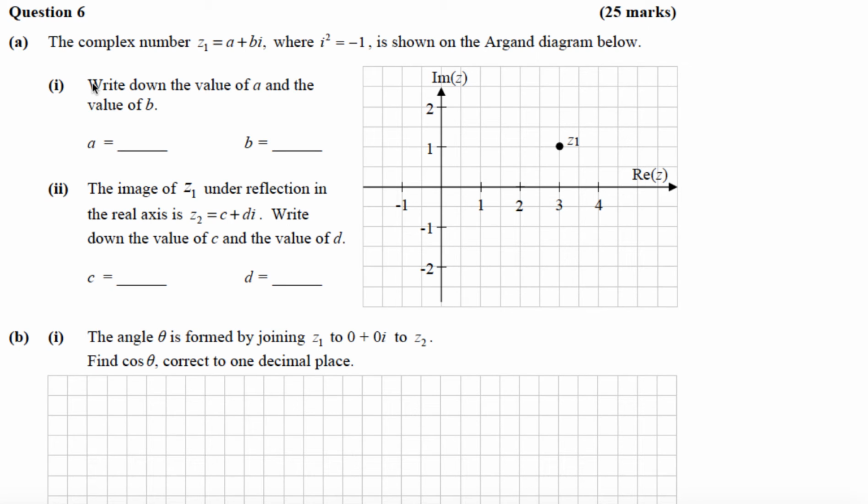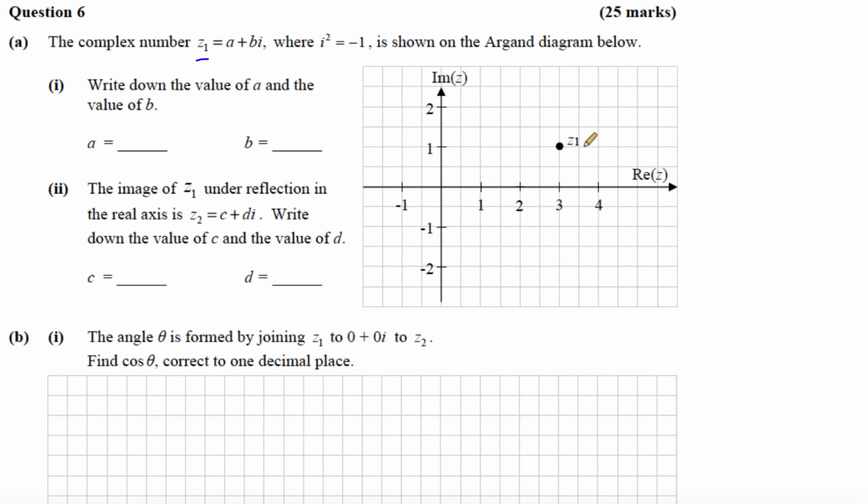So this is the 2015 Leaving Cert Ordinary Level Paper 1, and we're looking at question number 6. Part A, the complex number z1 equals a plus bi, where i squared is equal to -1, is shown on the Argand diagram below. Okay, so we've got z1 here. Part 1 says write down the value of a and the value of b.